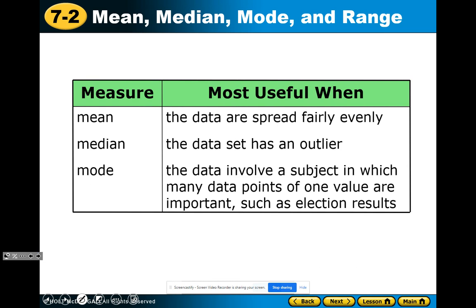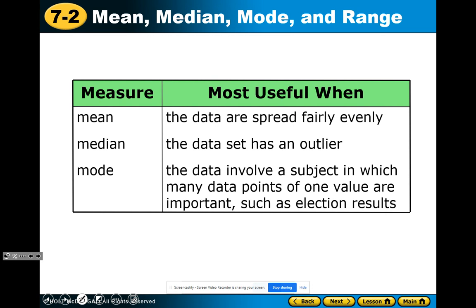All right? So, most useful when? The mean: when data are spread fairly evenly, like I said. So that first one, they were kind of spread out evenly, weren't they? The ages in here, they're spread out pretty evenly if you leave me out of the group, right? So that would be a good time to use the mean, right?